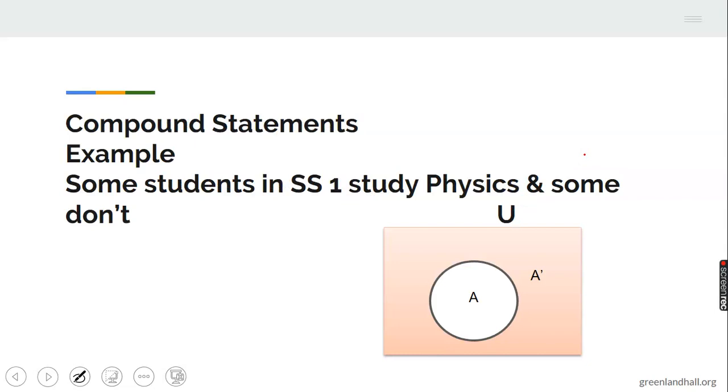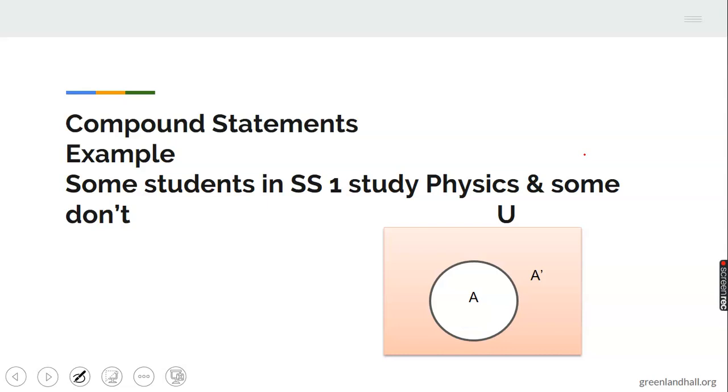Now I move on to compound statements. Example. As I said before, compound means two or more simple statements combined together. So this example: some students in SS1 study physics and some don't. So we are dealing with two.